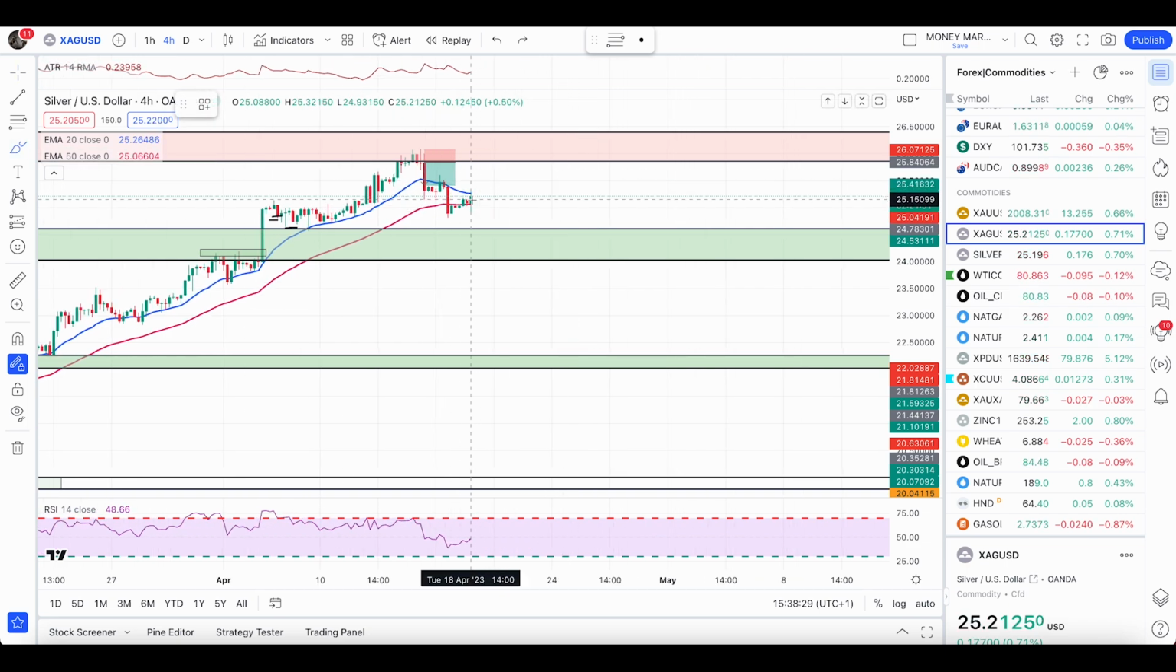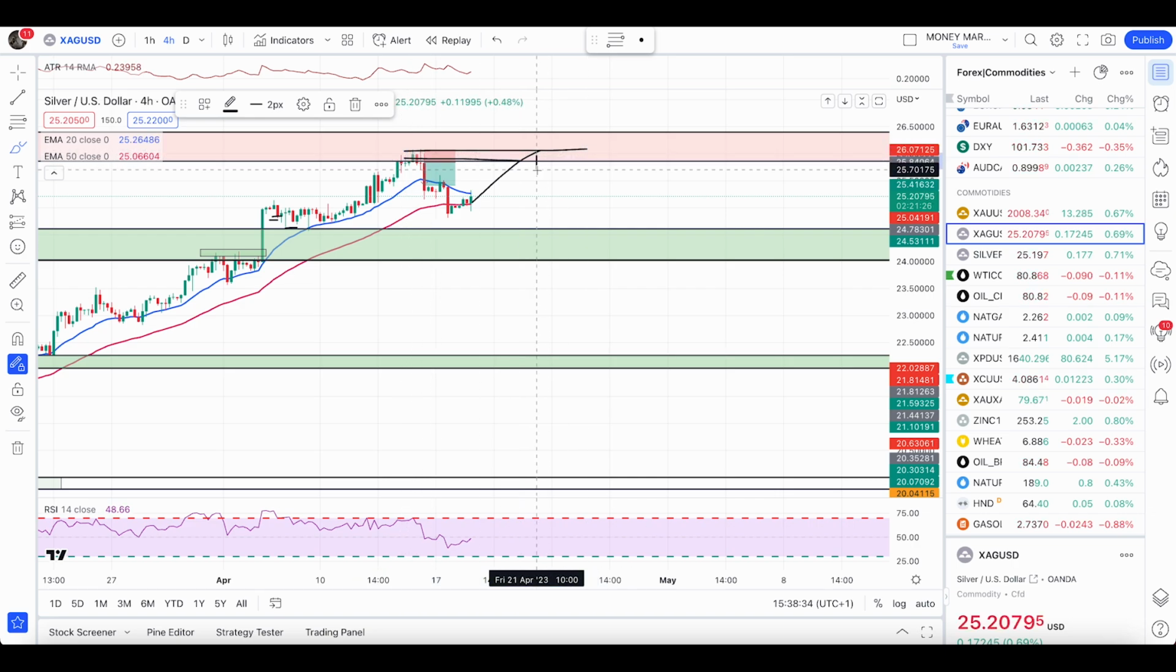So I have these zones on the chart, and I'm not doing anything at this point unless I get a reason to enter here for a buy, or if the price pushes up and I get a reason to enter with my double top entry pattern. So that is what I'm looking at for silver.